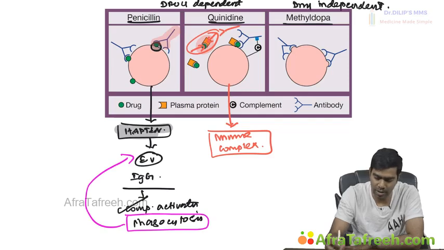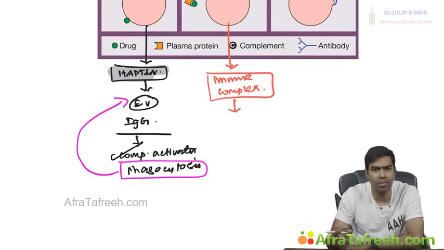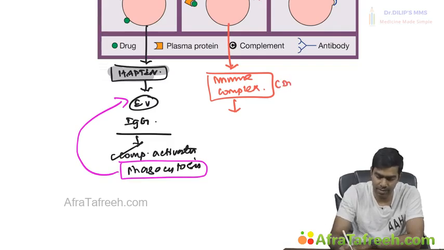And all these three things, the drug, the plasma protein and the antibody complex, will deposit on the RBC, which will activate the complement. This will result in complement activation and hemolysis, which is typical of an immune complex. The immune complex will contain the drug, plasma protein and antibody complex. All these things will deposit on the RBC, activating the complement, resulting in an autoimmune hemolytic anemia.